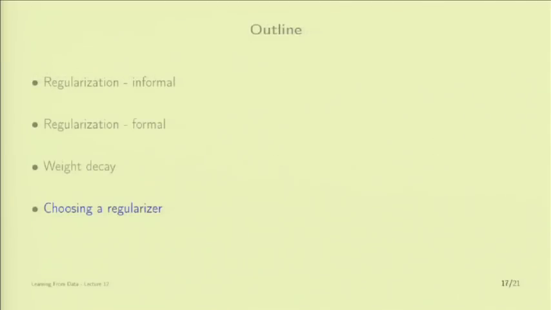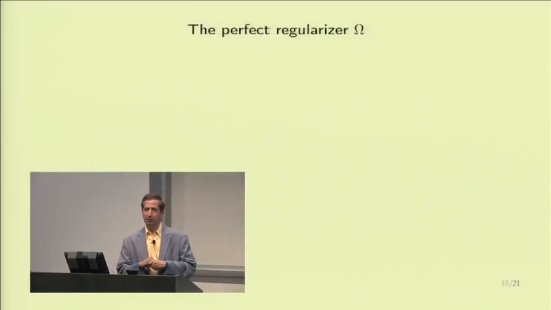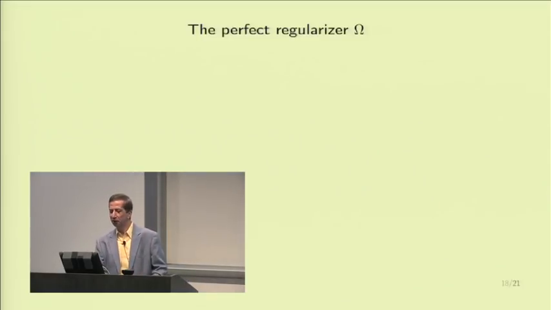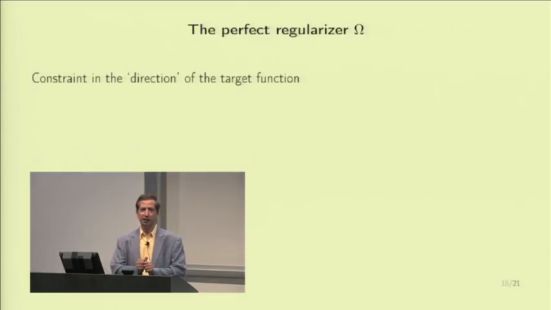Okay, now, very quickly, let's see how we choose a regularizer. Very quickly, not because of anything, but because it's really a heuristic exercise, and I want to emphasize a main point here. Okay, what is the perfect regularizer? Remember when we talked about the perfect hypothesis set? This was the hypothesis set that has a singleton that happens to be our target function, okay? Dream on. We don't know the target function. We cannot construct something like that. Well, the perfect regularizer is also one that restricts, but in the direction of the target function, okay?